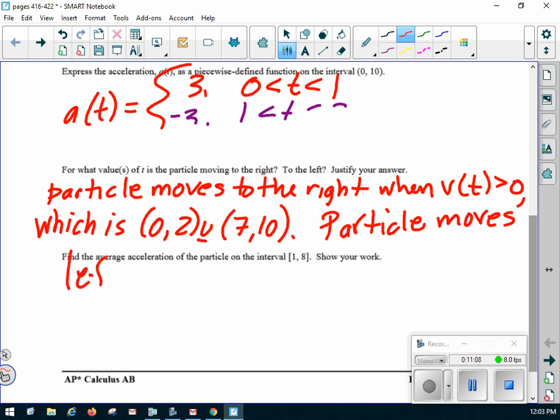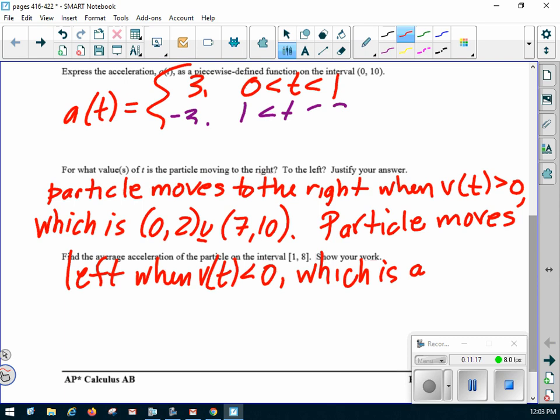Particle moves left when the velocity is negative, which is at or on 2 to 7. You could have said something like the particle moves left on 2 to 7 because v of t is less than 0. The wording doesn't have to be identical. All right, so far so good?